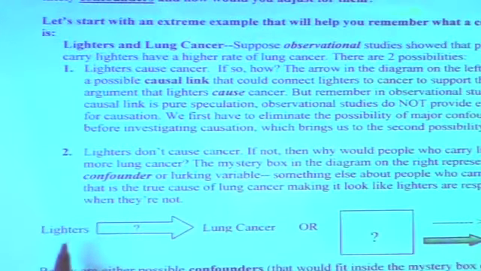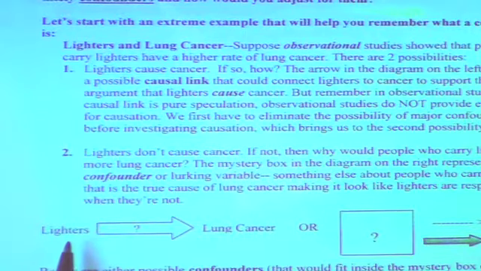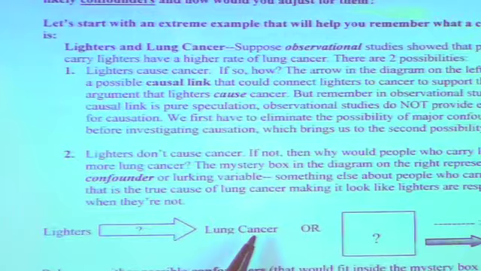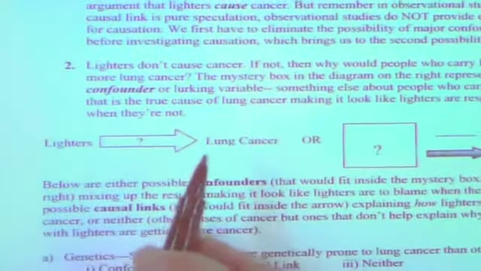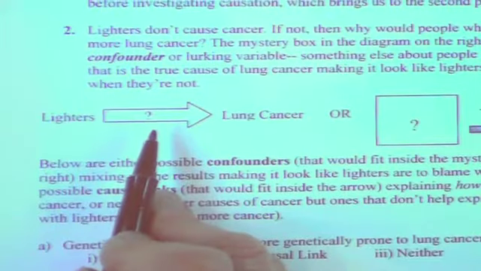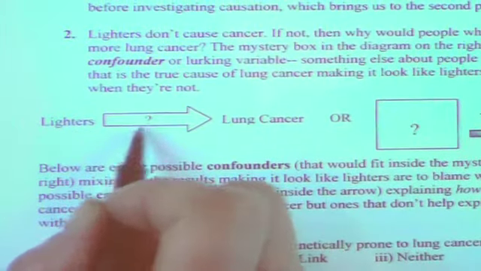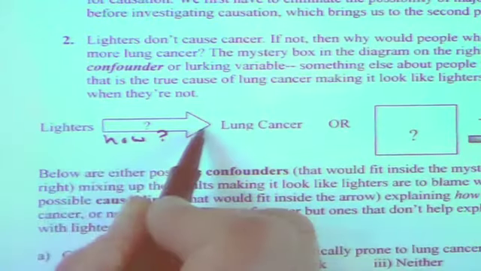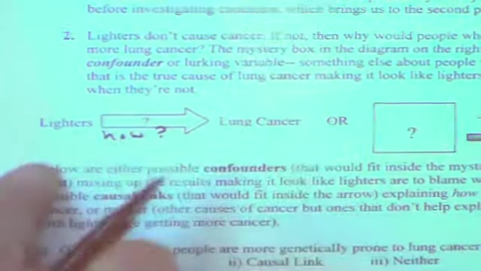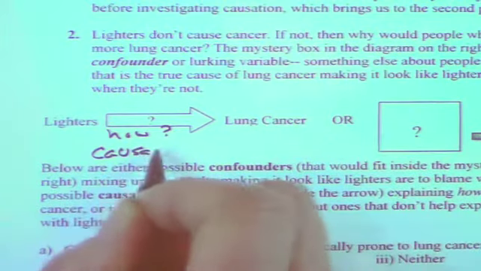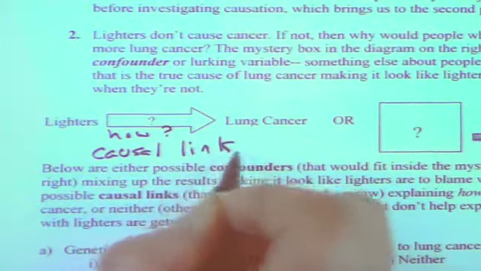Suppose people thought, you saw this, people who carry lighters, this is data you took, actually get more lung cancer. So the question is, do lighters actually cause lung cancer? If so, you have to think of how. What's the causal mechanism, the causation? How do you get from here to there? That's called a causal link, something that would fill in there.